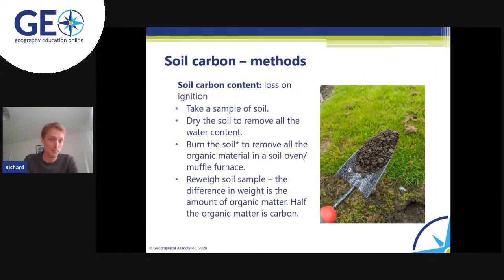So hopefully if you've got access to a soil oven or muffle furnace, that will be a method that you will be able to have a go at.